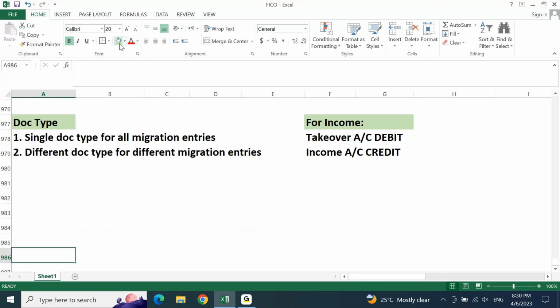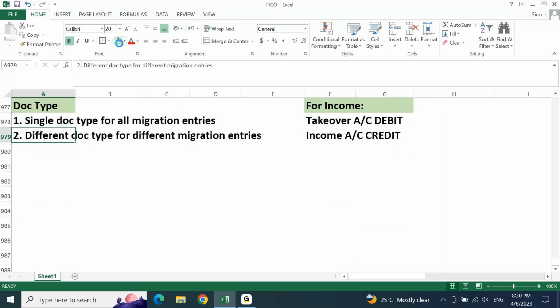Now to decide the document types we'll have to think through in a different way.